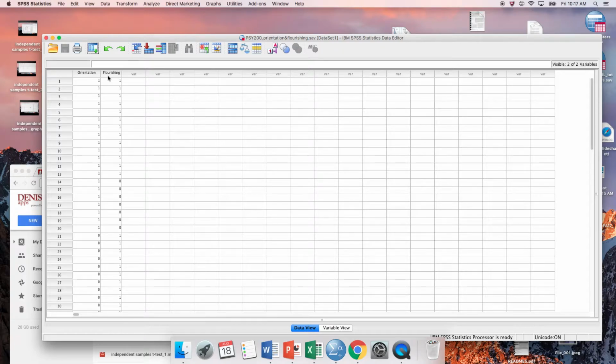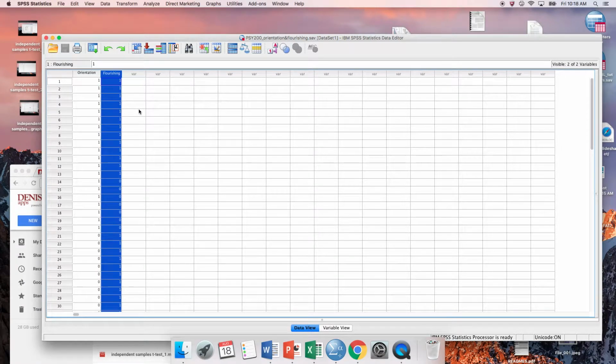Yes or no? If we were to look at both of these variables together, we would be choosing a chi-square test of independence, or a Pearson chi-square. If we look at just one variable, then we're choosing a goodness of fit test. Some people will call this a one-sample chi-square test, for example. So let's take this with just the variable of flourishing.